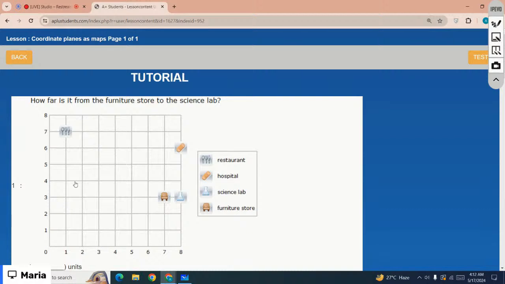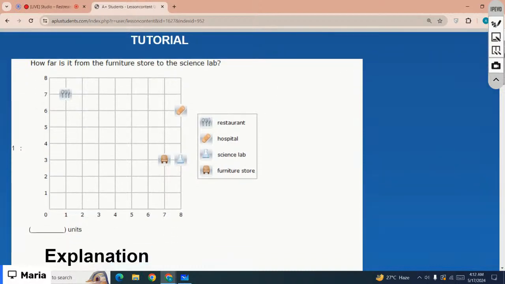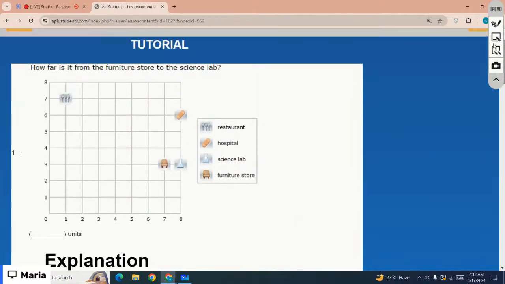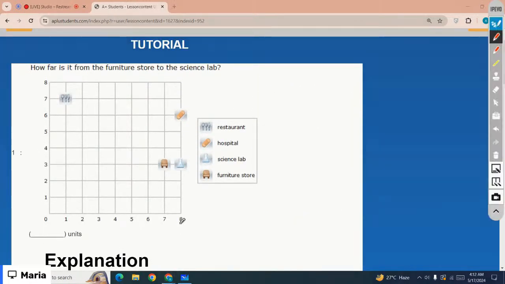How far is it from the furniture store to the science lab? Okay. This is the furniture store. Here is the furniture store. And the science lab is here.